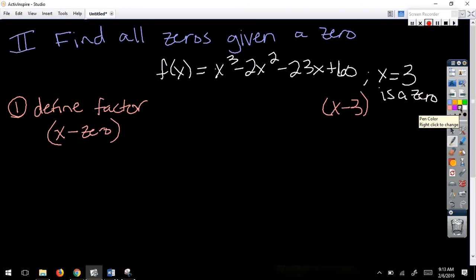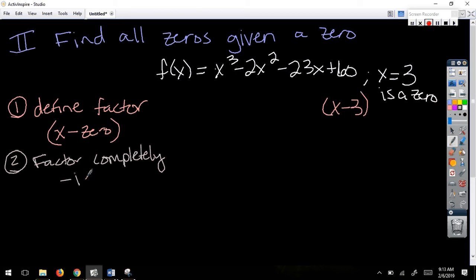So we're going to factor completely. Well, how do I factor completely? Well, I've got a factor to start with, right? So the first thing I need to do is divide first.